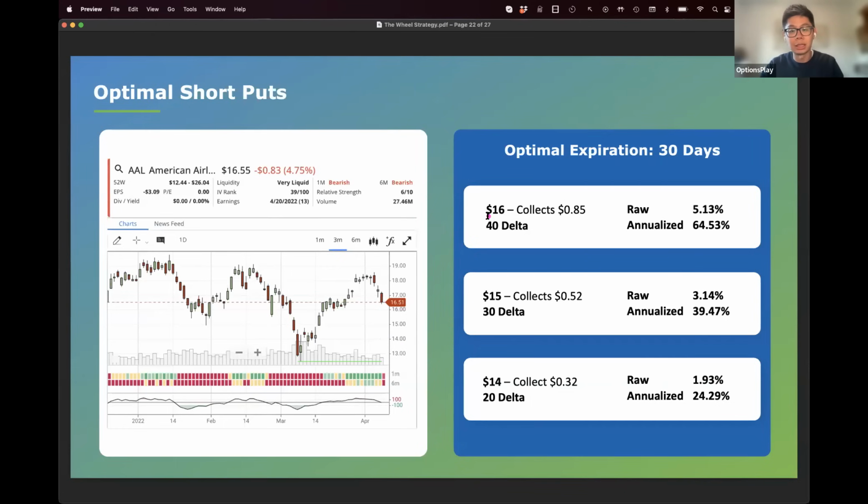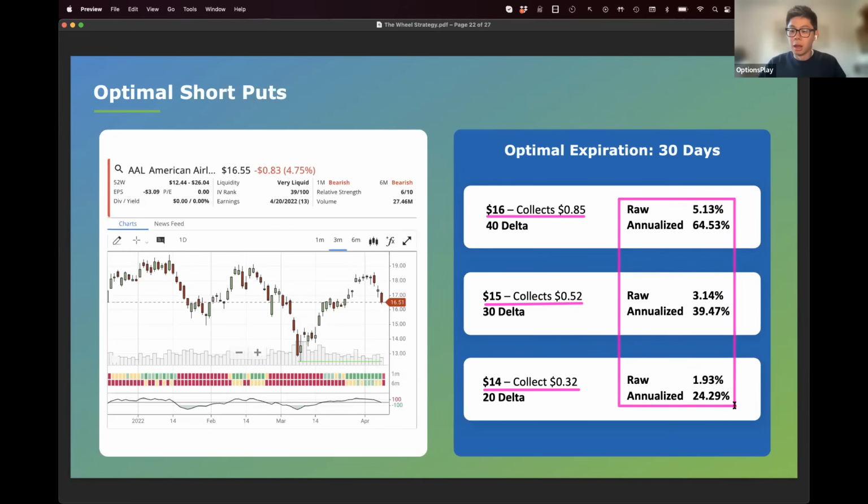So if you sold the 16 strike price, you'll collect 85 cents. You select the 15 strike price, you'll collect 52 cents. The 14 strike price, you'll collect 32 cents. And here are the corresponding raw returns and annualized return. Raw return tells you how much you'll collect in the next 30 days between now and expiration. And the annualized return is basically taking that 30-day return and annualizing it over a full year.